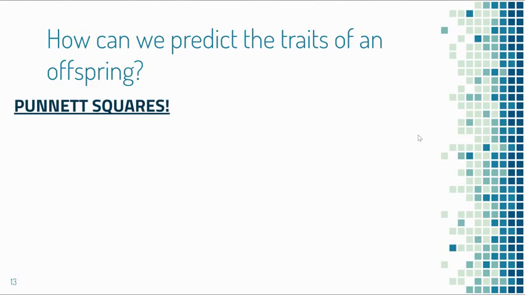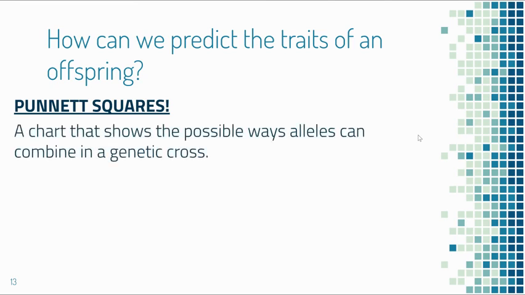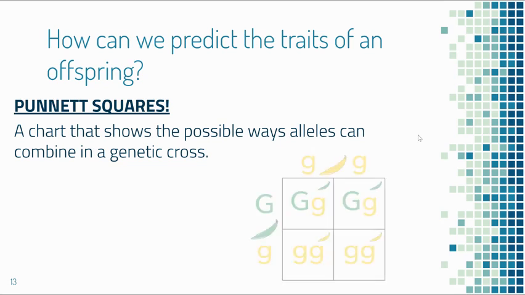So how can we predict the traits of an offspring? Well, we use these things called Punnett squares, which again were founded by Reginald Punnett. You might have seen that on our STEM fact on the first slide that we took a look at today. It's a chart that shows the possible ways alleles can combine in genetic crosses. So again, that word alleles, those alleles are going to be different variations of a certain trait.